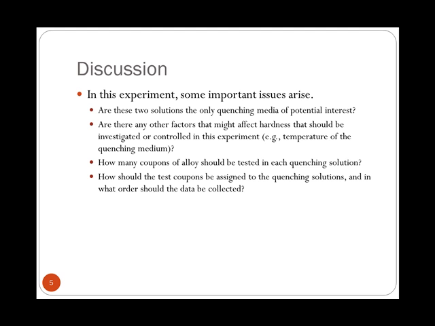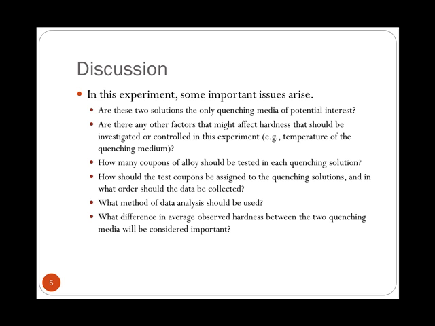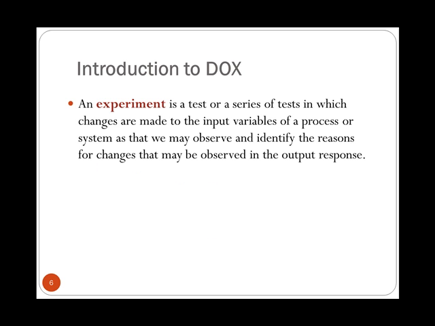How should the test coupons be assigned to the solutions? And in what order should the data be collected? What method of data analysis should be used? What difference in average observed hardness between the two quenching media will be considered important?